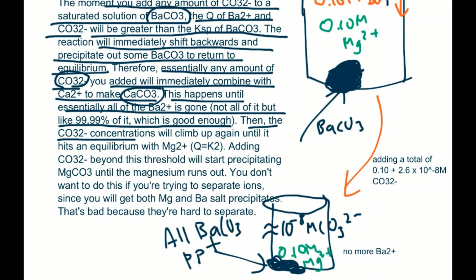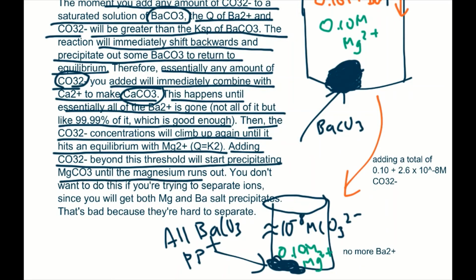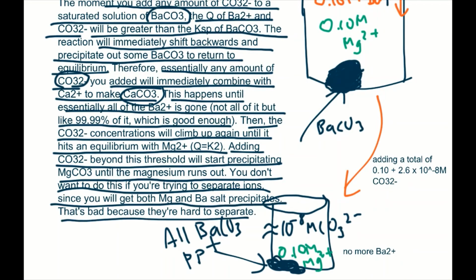Then the carbonate concentration will climb back up again since there's no more barium to react with, and it will hit an equilibrium with magnesium, or the Ksp for magnesium carbonate. Now adding carbonate beyond this threshold for magnesium carbonate will start the process all over again. It will start precipitating magnesium carbonate until the magnesium runs out. Now you don't want to do this if you're trying to separate ions, since you will get both magnesium and barium salt precipitates, and that's not good because they're hard to separate.